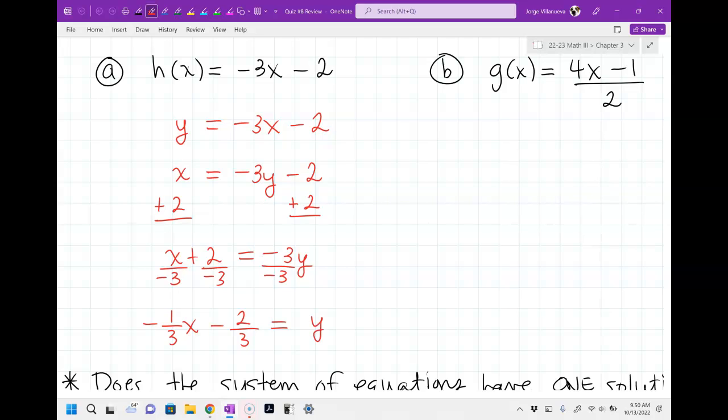Now do me a favor. Don't write that y that I just did right now, but go ahead and look at it. Okay, so it's negative 1/3 x minus 2/3 equals y. Now the last step says, get the y that you just solved for and rewrite it as your inverse notation for that function. So there you go. There's my answer for part A.